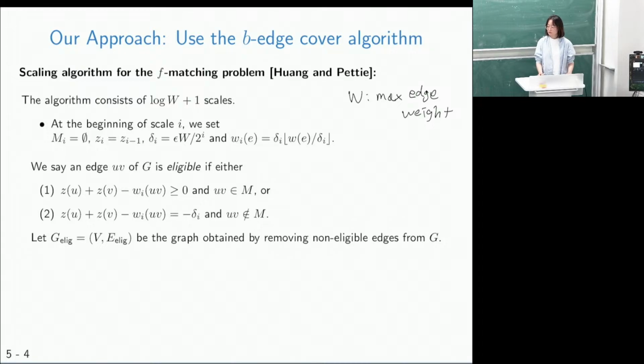So weight was the distance in your problem? Here we are dealing with a graph problem. Oh, graph problem. It is an edge weight. Okay.